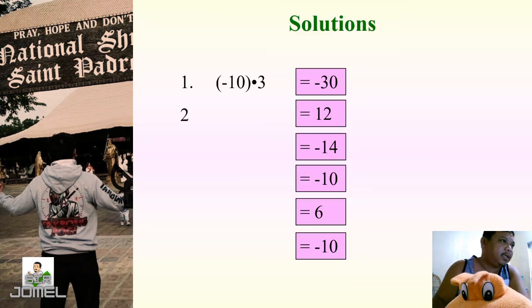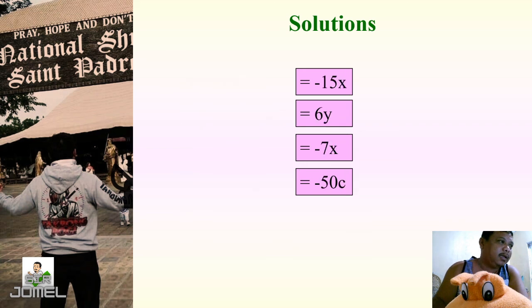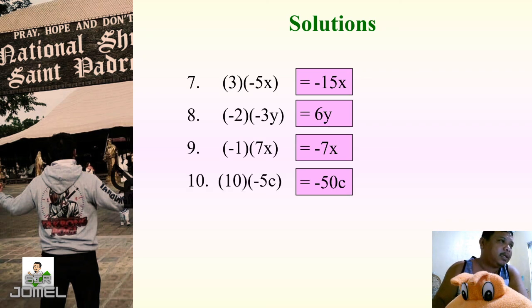So let us check our answers. For number 1, we have the correct answer of negative 30. For number 2, negative 14. Number 3, number 4, negative 10, negative 6, and negative 10. And then for the algebraic expressions, we have negative 15x, 6y, negative 7x, and negative 50c. Okay, so did you get the same answer? So that's all for our review in multiplying and dividing of integers. Thank you.